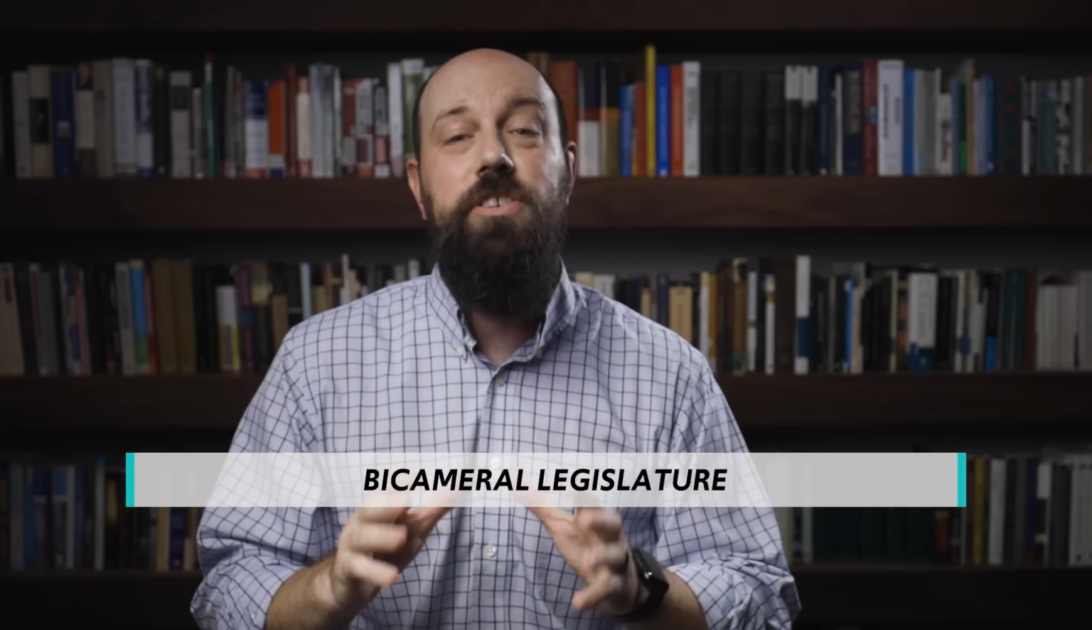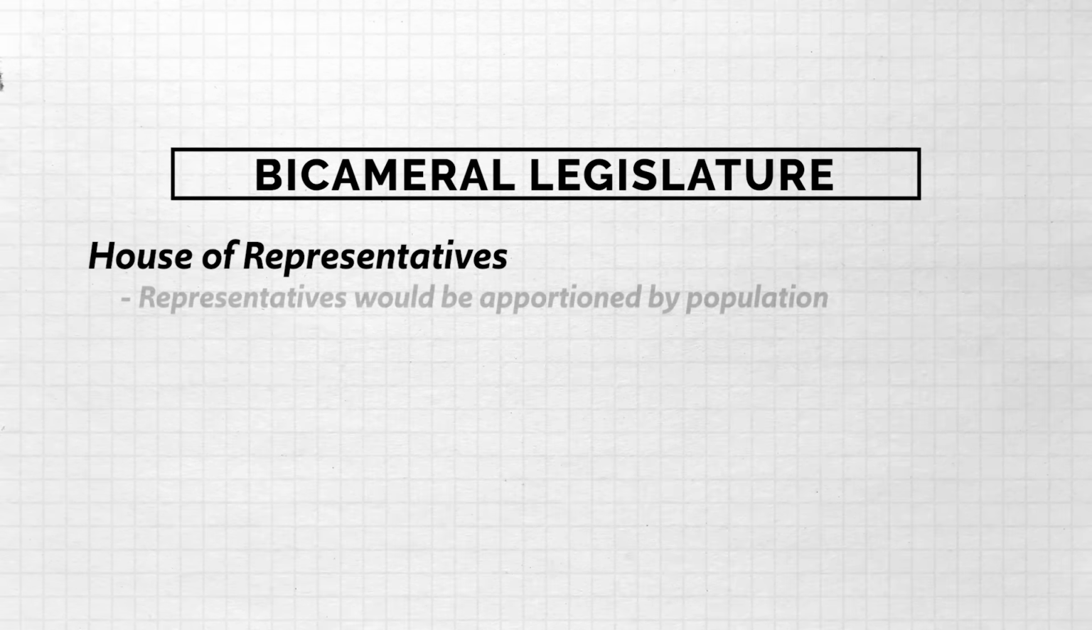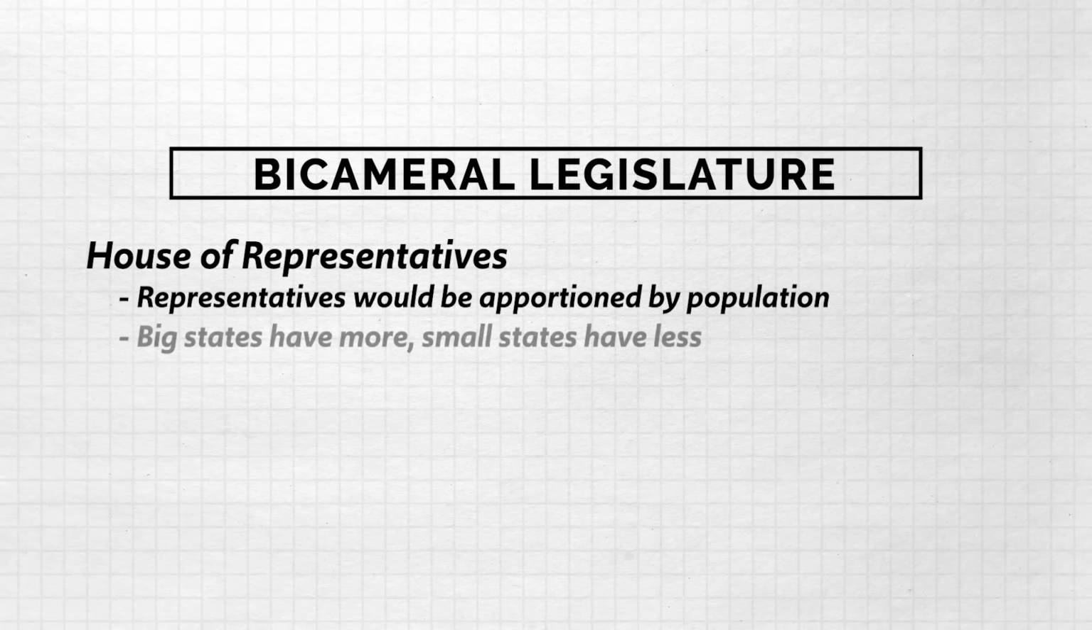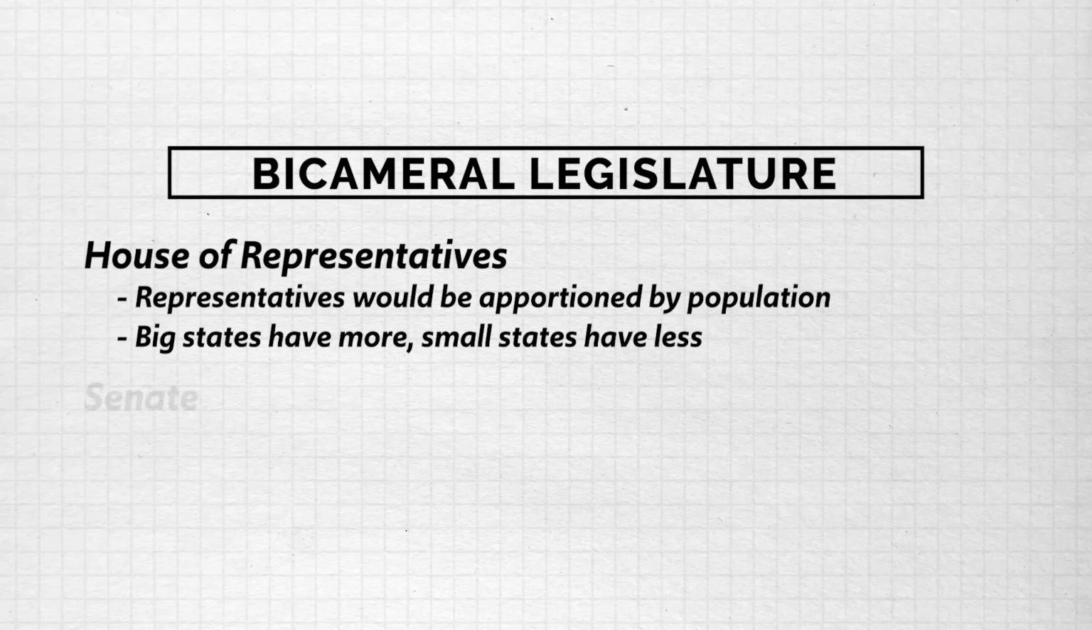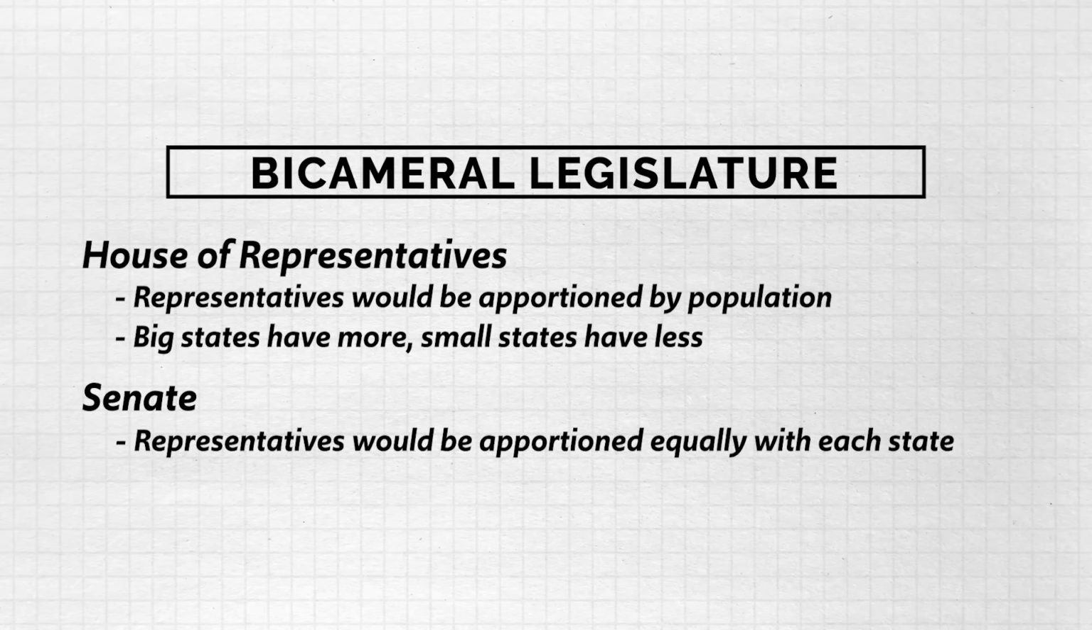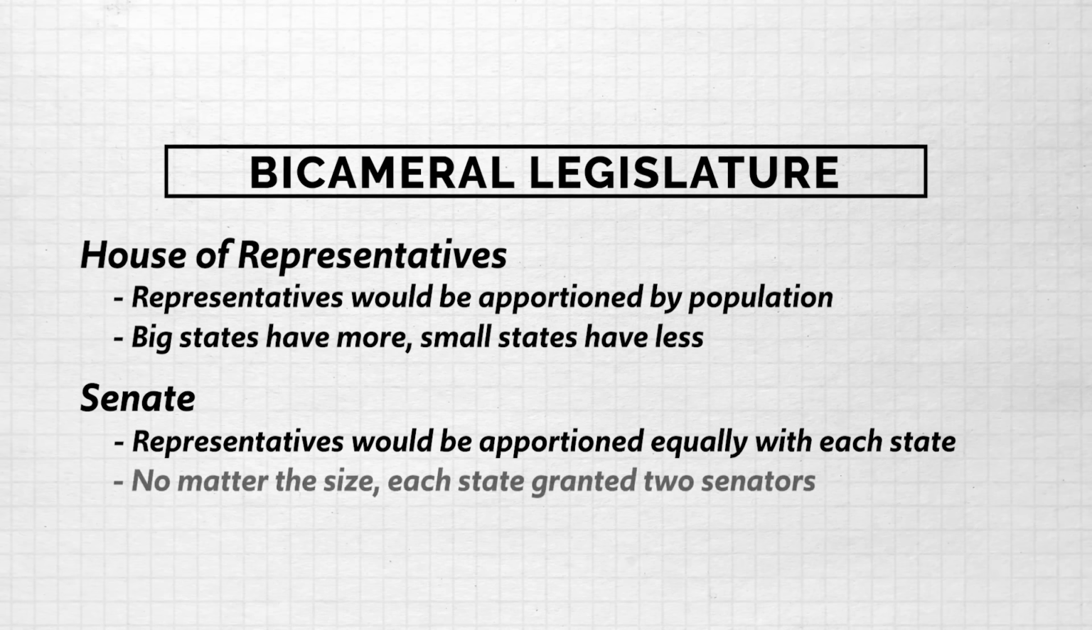So the Great Compromise took both of those plans and brought them together in a bicameral legislature, which is to say a Congress with two houses. In the House of Representatives, the people's representatives would be apportioned by population, so big states have more and small states have less. In the Senate, representatives would be apportioned equally, with each state, no matter the size, granted 2 senators.